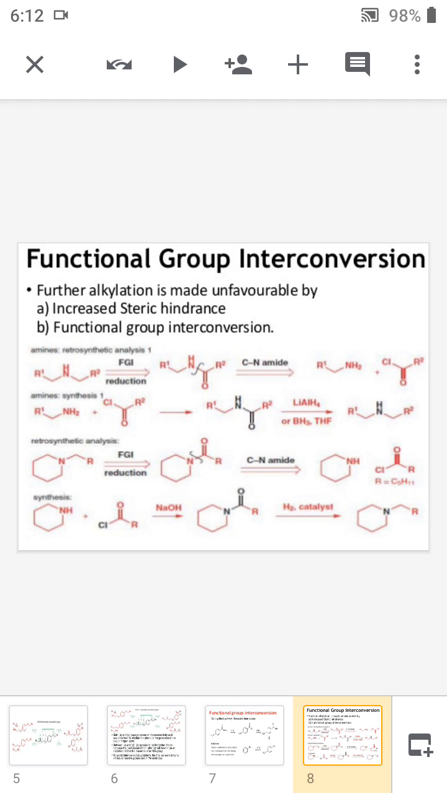That's why in this case we have to do a functional group interconversion, converting the secondary amine to an amide. After that we have to disconnect, so we'll get a primary amine and an acid chloride. Then if we do the reverse of this retrosynthetic analysis, we can easily prepare the secondary amine. Similarly, we have to choose this method for creating the most hindered amine also.